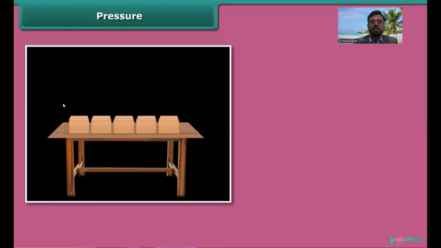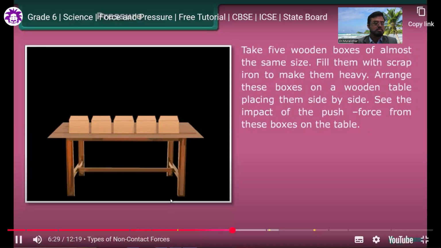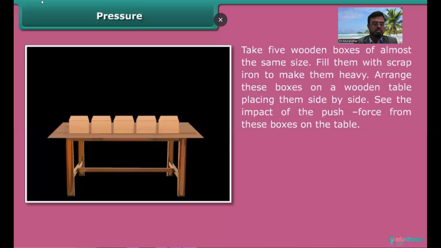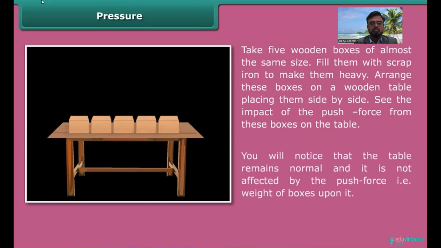Pressure. Let us perform an activity. Take 5 wooden boxes of almost the same size. Fill them with scrap iron to make them heavy. Arrange these boxes on a wooden table, placing them side by side. See the impact of the push force from these boxes on the table. You will notice that the table remains normal and it is not affected by the push force, that is, weight of boxes upon it.